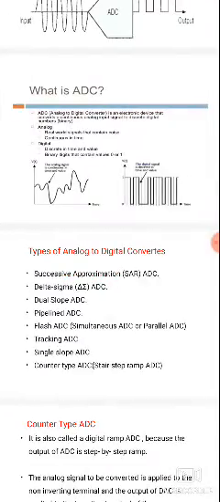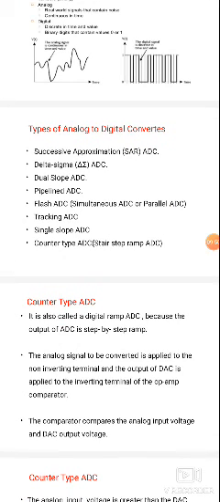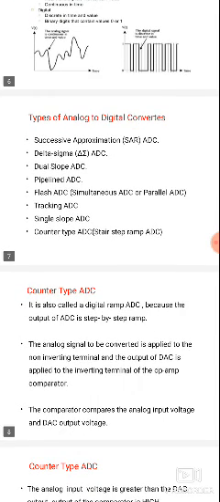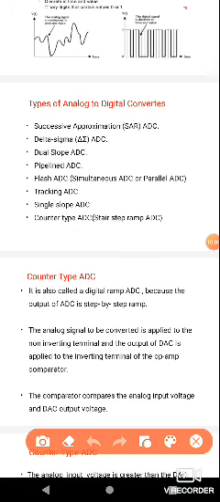There are various types of analog to digital converters. The first one is the successive approximation register, SAR, type analog to digital converter. The second one is the delta sigma analog to digital converter, with the symbol delta and sigma. The third one is the dual slope analog to digital converter. The fourth one is the pipelined analog to digital converter.